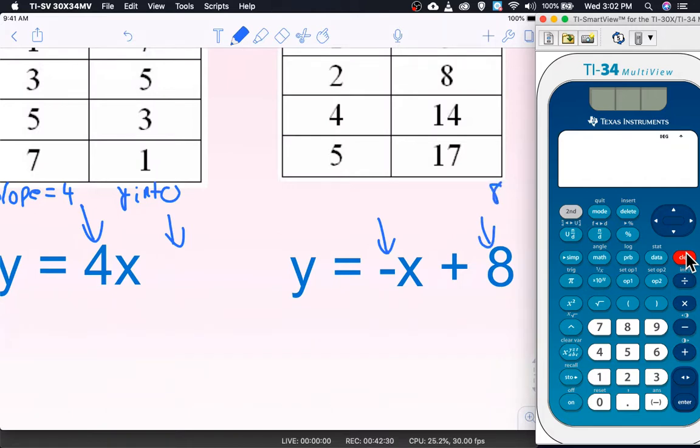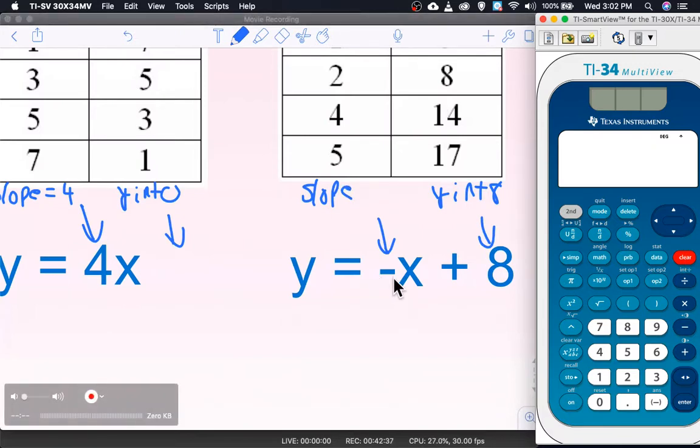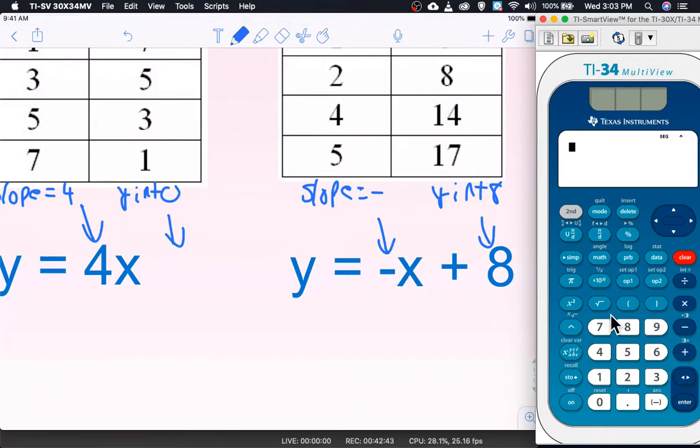Slope-intercept. Now you might be wondering, well, what is the slope here? Do I just put negative? It's gotta be a number, right? Well, if you don't see a number in front of a variable, it means there is one of them. That is a -1.